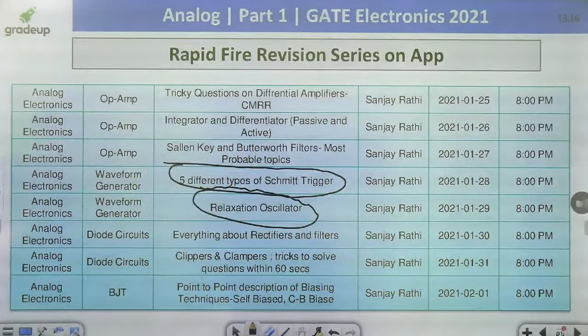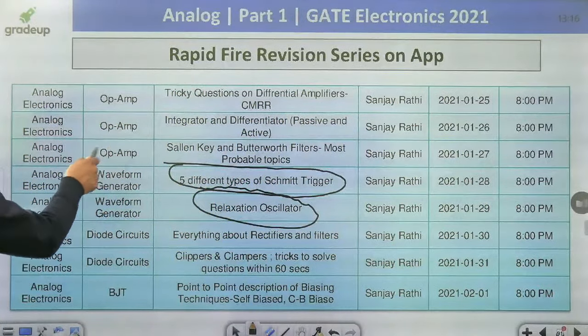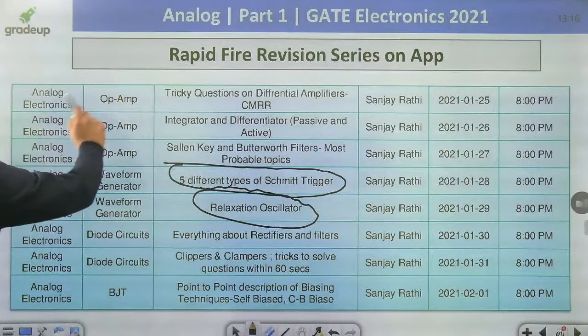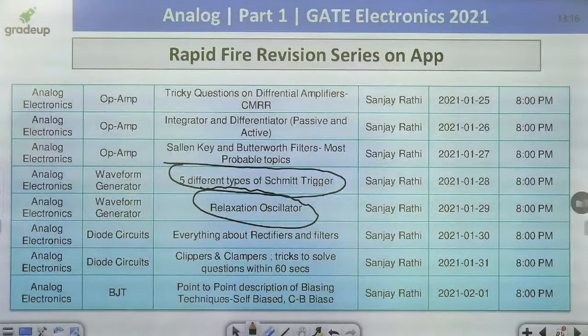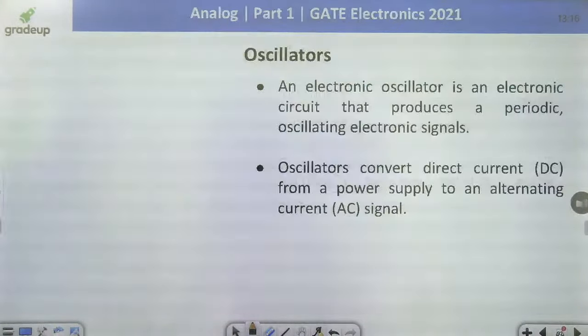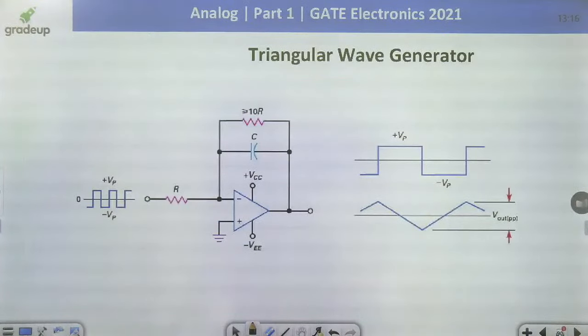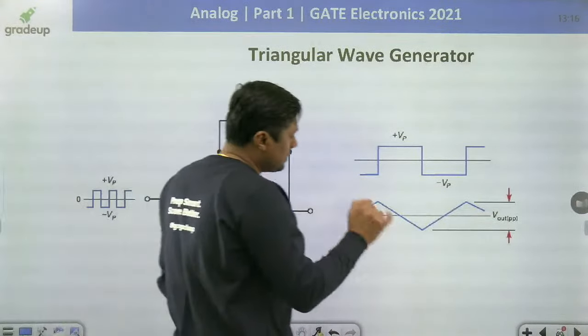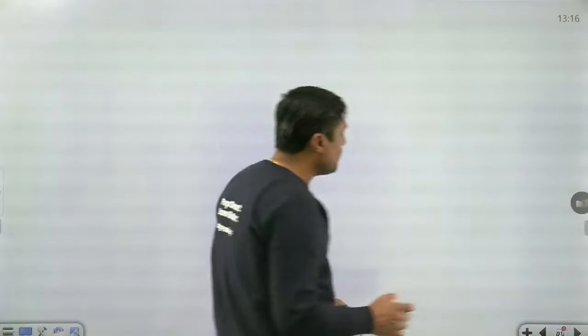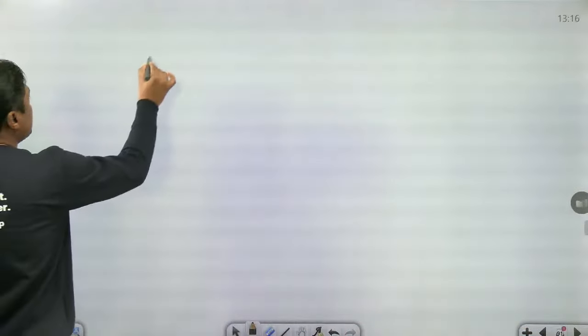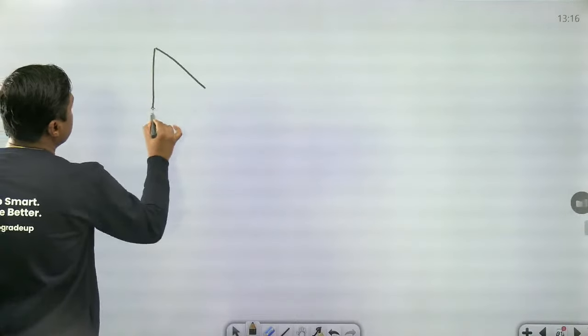Okay. Then waveform generator, 5 different types of Schmitt trigger, Sallen-Key filter, integrator, differentiator, tricky questions on differential amplifier, clipper, clamper, rectifier and filter, and so on. Then what is the last point? Triangular wave generator. Just I am giving you one diagram for the triangular wave generator. This is a standard diagram for the triangular wave generator.